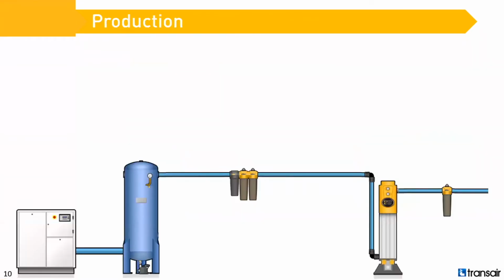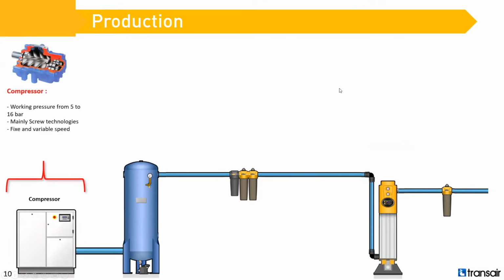First, I'm going to talk about production. So I'm going to go over the different elements which are composing a typical compressor room. First, we've got the compressor. Not much to say about it. Everybody knows how it works. We're taking air from the atmosphere, from the environment, and we compress it. Working pressure in the range of Transair is usually between 5 and 16 bar.